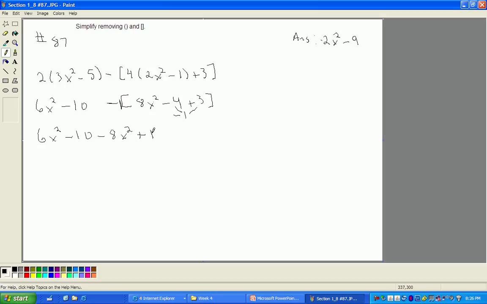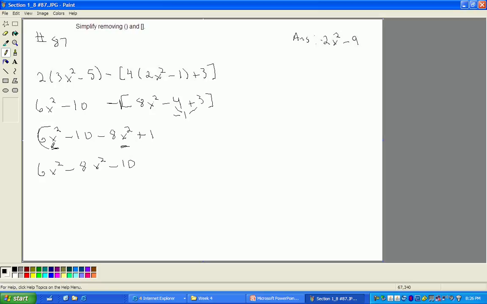Now we're going to combine like terms. We see that this has an x squared, and this has an x squared. Remember, they have to have the same power, not just the same variable, but the same exact power. Since they're both squared, we can combine them. So we have 6x squared minus 8x squared. Then we have a negative 10 right here.